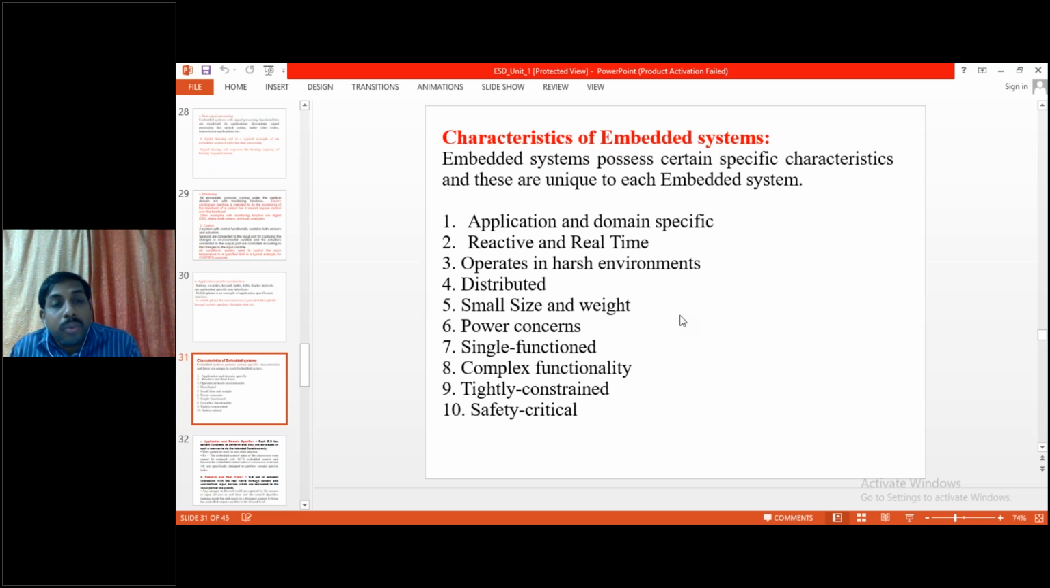Fourth one, it is distributed. Fifth one, small size and weight. Sixth one, power concerns. Seventh one, single functioned. Eighth one, complex functionality. Ninth one, tightly constrained. 10th one, safety critical. So these all characteristics are acquired by your embedded system. It may or may not have one of these characteristics.